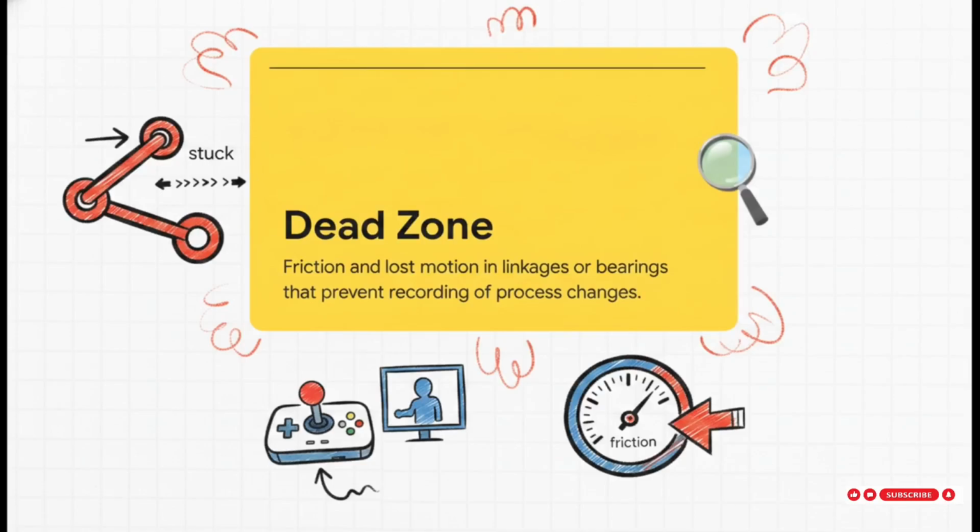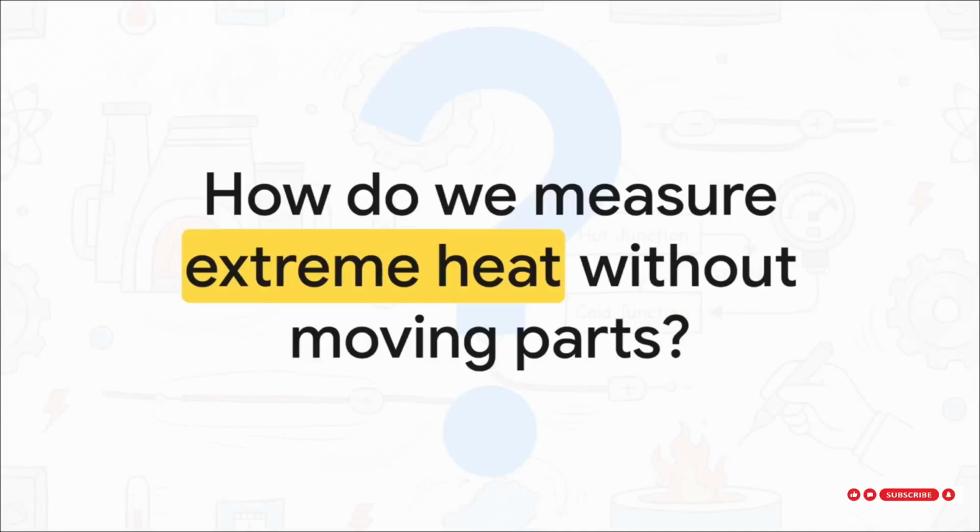For my gamers out there, think of it exactly like stick drift on a gaming controller. You know the feeling, right? You're inputting a command, but because the physical mechanical sensor inside the controller is worn out or sticking, nothing happens on screen until you push hard enough past that friction. In a pressure thermometer, the temperature has to change enough to build a massive force just to overcome that starting friction. So this brings us to a massive engineering dilemma.